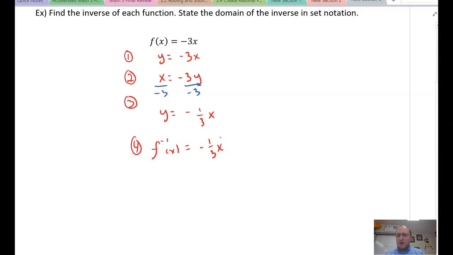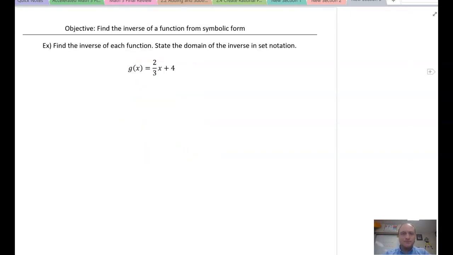Same idea, right? When we asked you in Math 1 or foundational algebra, how do you undo multiplication? Division. How do you undo addition? Subtraction. It's the same idea. They undo each other.